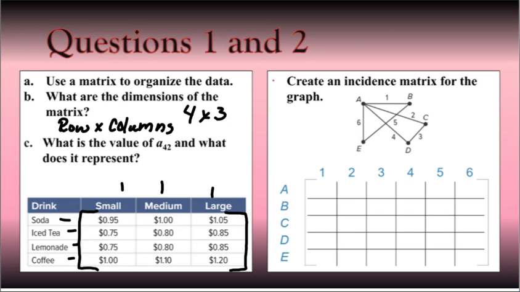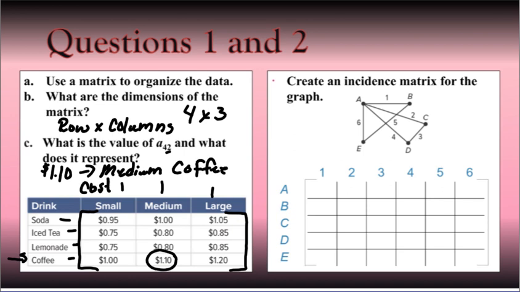Letter C, what is the value of A42 and what does it represent? So the 4 represents row 4, so 1, 2, 3, 4, so I'm in the coffee row. 2 means the second column, so that would be $1.10. That's the value of A subscript 42, and what does that mean? It means a medium coffee costs $1.10.